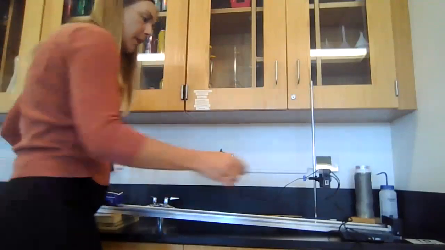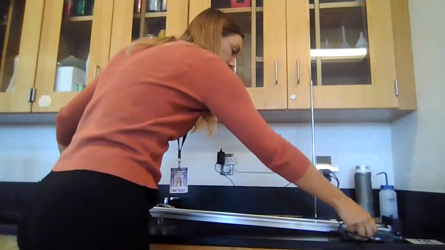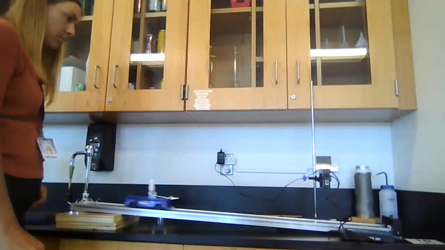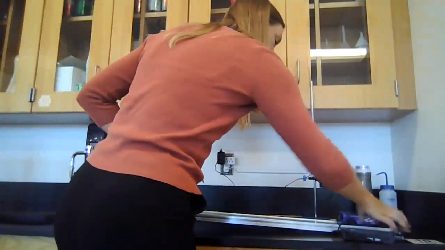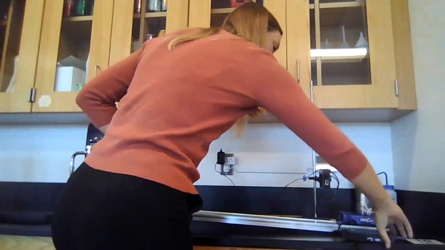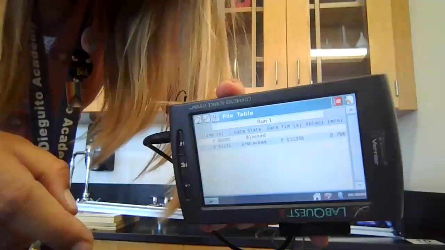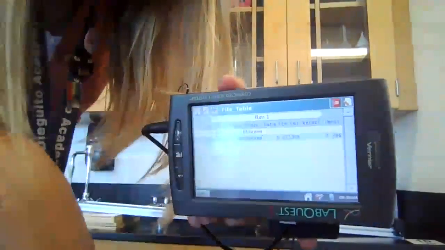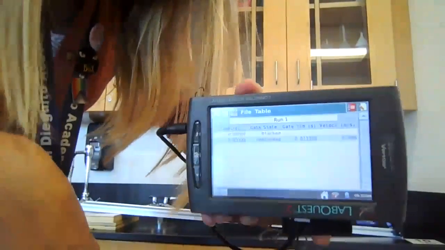So I'm going to click play on the LabQuest. I'm going to let this car go. And then we're going to go ahead and look at the data here to get our final velocity. So I'm going to click on the little XY table. And if I scroll over, the final velocity is 0.796 meters per second. So that's experiment 1.